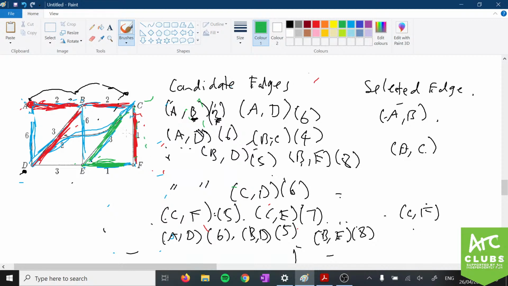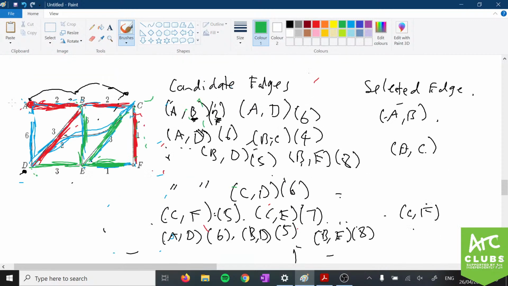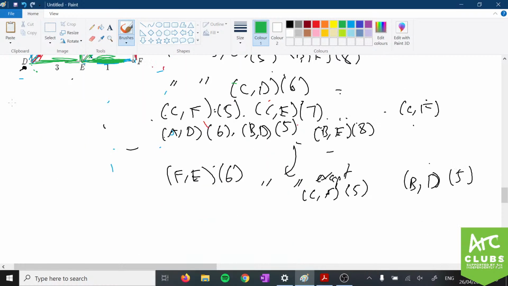B and E is good. D to E is also fine. And A and D is not fine because it will create a cycle, as we said before. And so in this step, let's look at FE first.